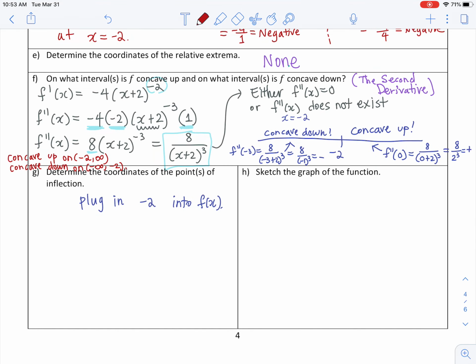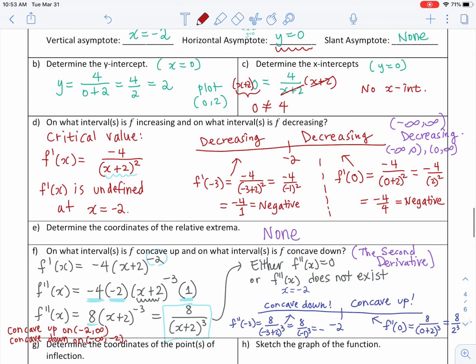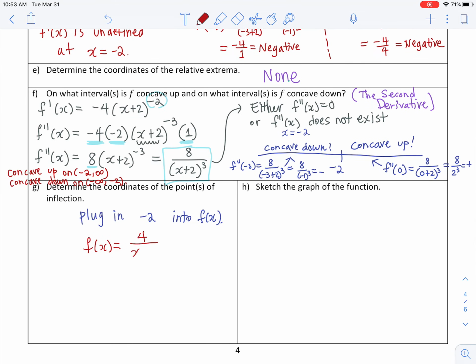Now, let's plug negative 2 into f of x so that I can find the y coordinate of this point of inflection. f of x was 4 over x plus 2. If I plug in negative 2 here, 4 over negative 2 plus 2. Uh-oh, undefined. This is not going to work because this is 4 over 0. So if they ask you to determine the coordinates of the point of inflection, what should we say? Oh, no point of inflection.